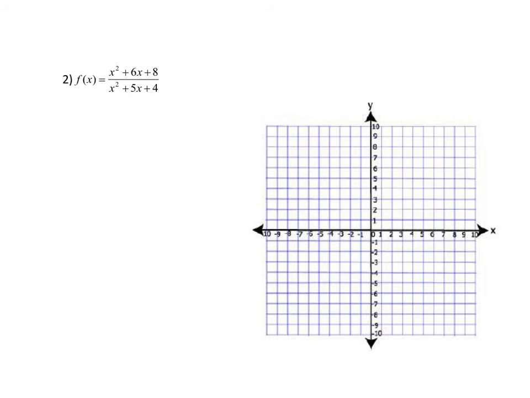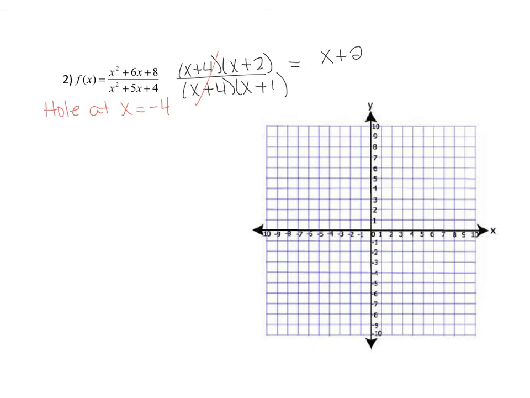Alright, so let's graph it and see if there are any holes. So the first thing we're going to do is factor. Factoring the numerator gives us x plus 4, x plus 2. Factoring the denominator gives us x plus 4 and x plus 1. We have a hole where there's a common factor, so this means there's a hole at x equals negative 4. Now the simplified function that's left is x plus 2 over x plus 1.